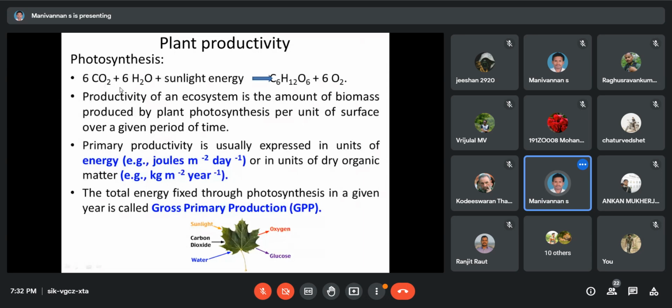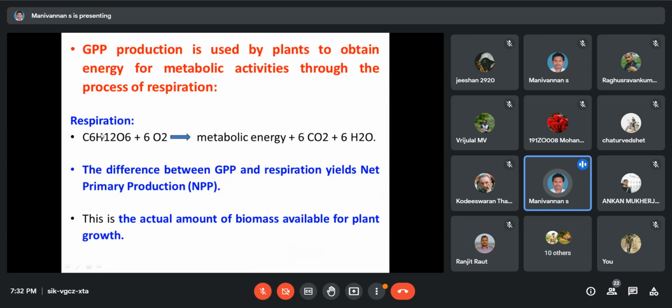Okay, this is the gross primary production, already explained. What is respiration? Can anyone tell the metabolism process? Metabolism is a combination of two processes: one is called anabolism and the other catabolism. What does metabolism mean? Anabolism and catabolism.